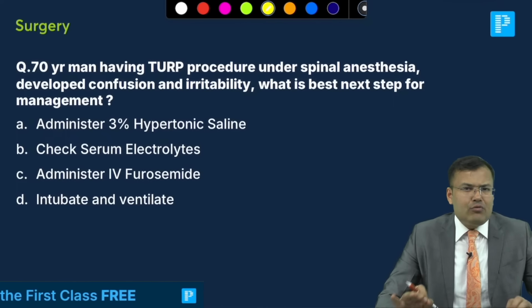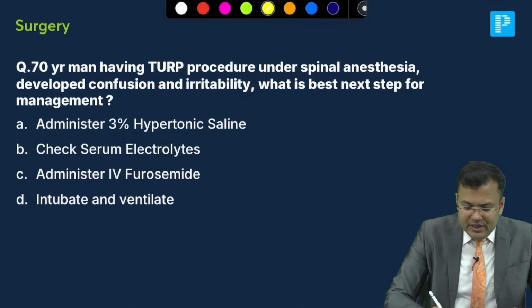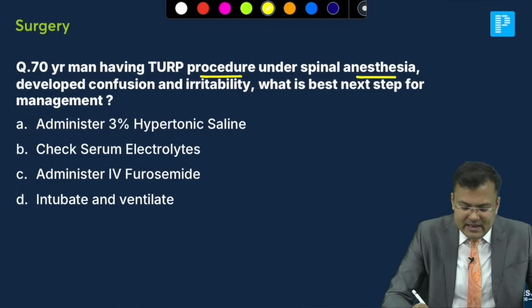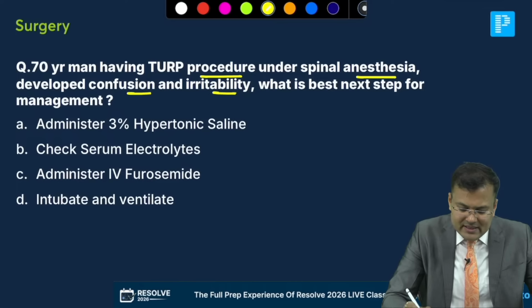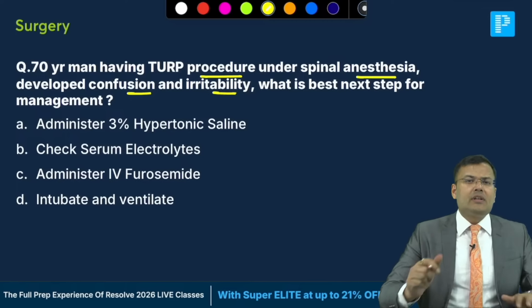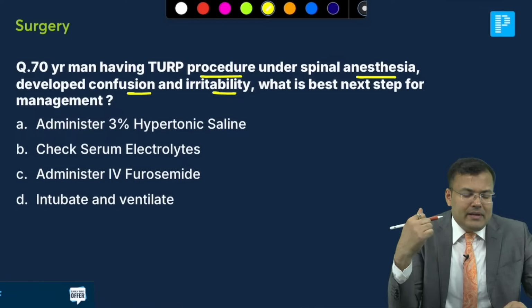Now see the next question. Very, very easy, and it was asked multiple times. It's a repeat question. A 70-year-old man during a TURP procedure under spinal anesthesia developed confusion and irritability. What is the best next step for the management? Guys, first tell me, what's the diagnosis here? Why did this patient develop confusion and irritability?